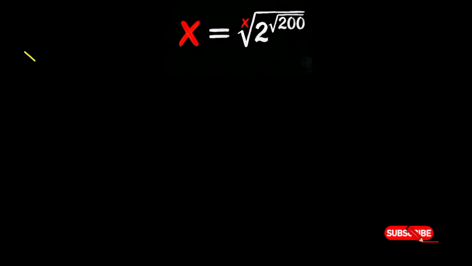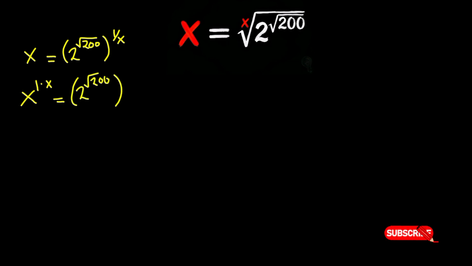Welcome guys. To solve this exponential equation, let's rewrite the equation as 2 to the power of square root of 200, then all to the power of 1 over x, and then let us multiply the power of both sides by x, and that equals 2 to the power of square root of 200, then all to the power of 1 over x times x. So then we know that x cancels x, and then we'll be left with x to the power of x, which equals 2 to the power of square root of 200.